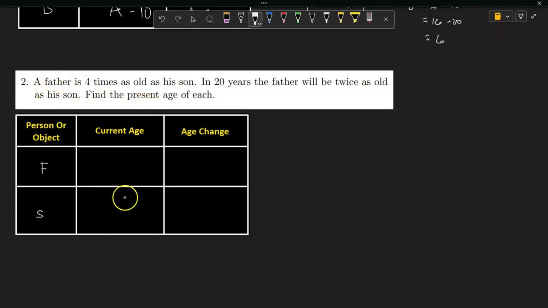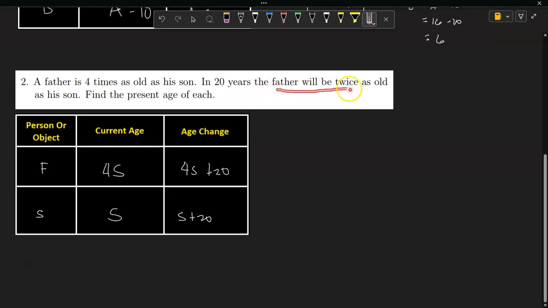So meaning to say, if the current age of the son is S, the father will be 4 times of that, so that is just 4S. And then, in 20 years, meaning 20 years in the future, the father will be twice as old as the son. So the age change will be 4S plus 20, and for the son, the age change will be S plus 20. Now what happens in 20 years? It says here that the father will be twice as old as the son. Meaning to say, the father's age will be twice of this.